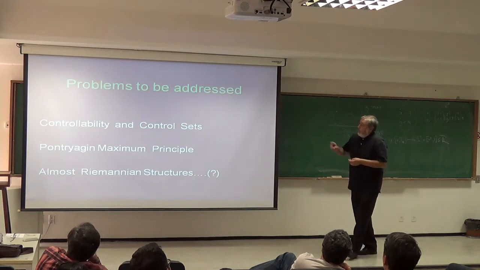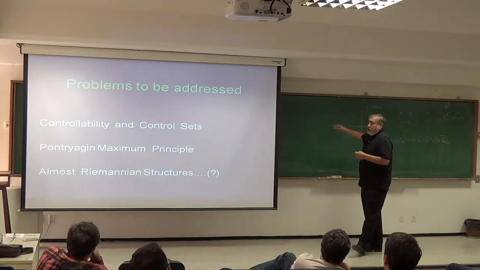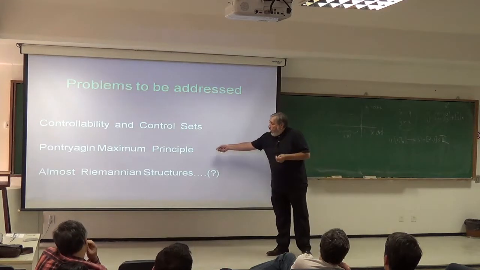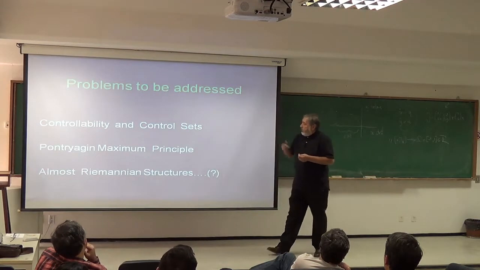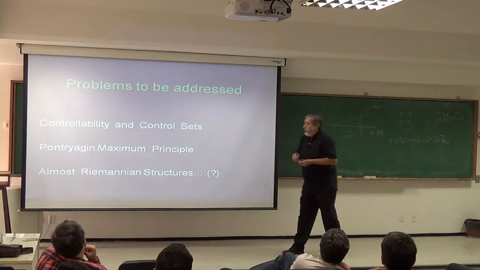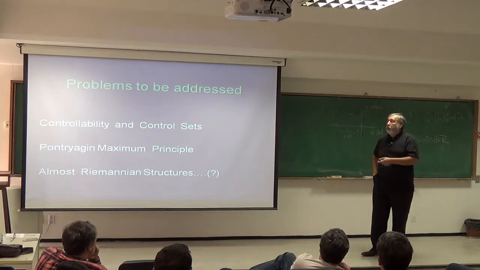I will say something about the Pontryagin Maximum Principle in the Euclidean space, very geometrically. If I have time, I will give you the expression for the generalization to linear control systems on Lie groups. And I don't know if I have time to say something about almost Riemannian structures, which are very related to this kind of control.